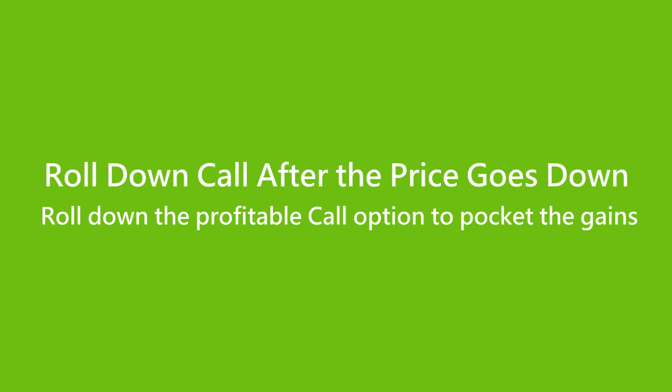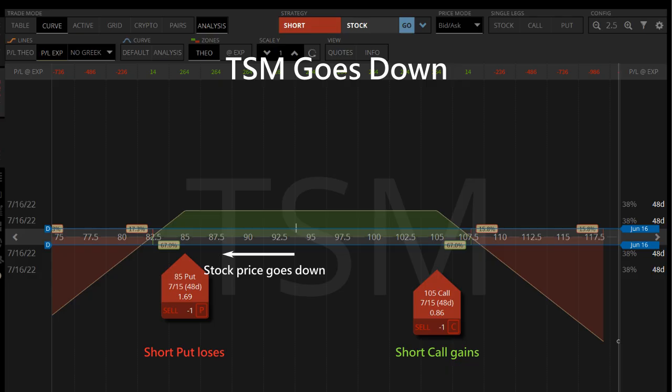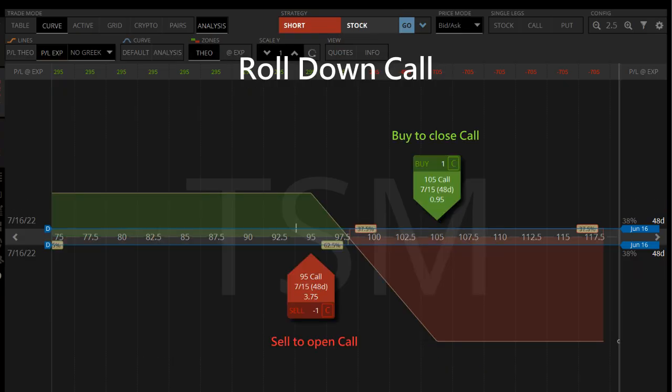If the stock price goes down before the strangle expires, we can roll down the profitable call option to pocket the profit. If the TSMC stock price goes down, our short call becomes profitable due to a lower delta, while the short put on the other side loses because of an increase in delta. We can roll down the short call to collect our profit, buy to close the call option, and sell to open another short call that expires at the same time at a lower strike price.